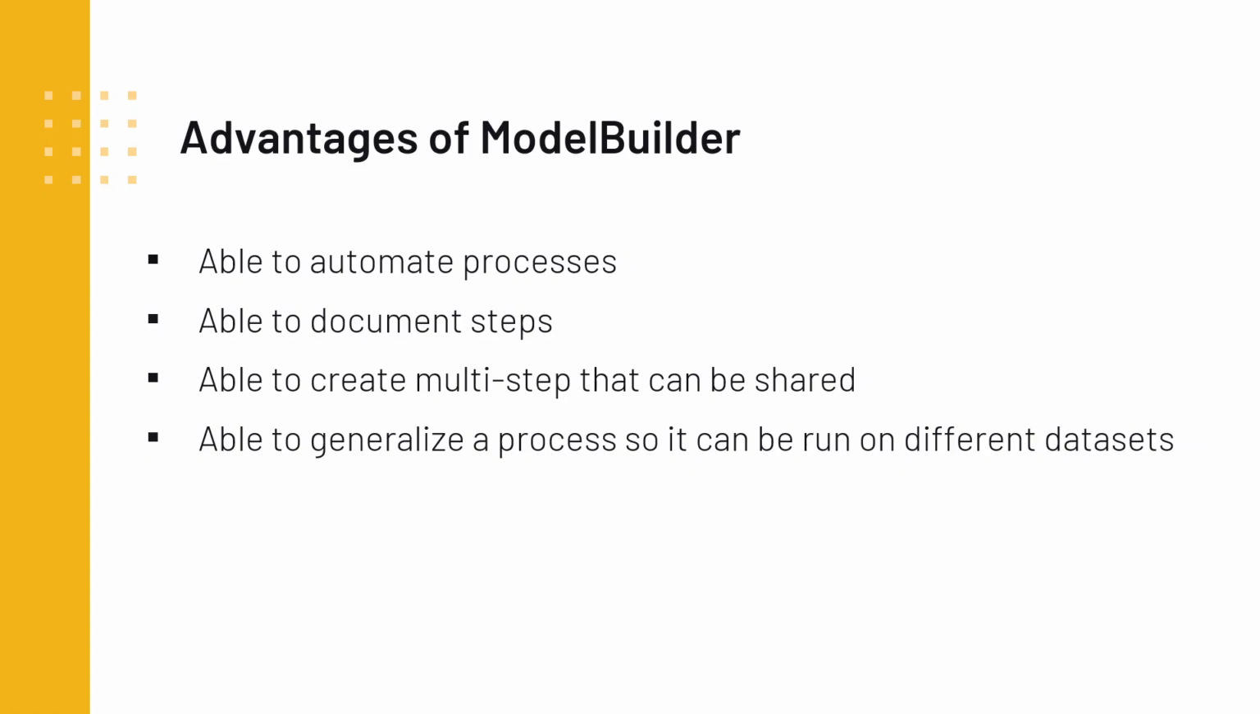When you create a model, it is automatically saved for you. Because of that, if you choose to, you can share your model with others. You can also generalize the model that you create so that it can be run on different data sets. So it's not just a one and done sort of thing. If it's a series of processes that you want to run in a different area or on a different set of files, you're able to do that as well.